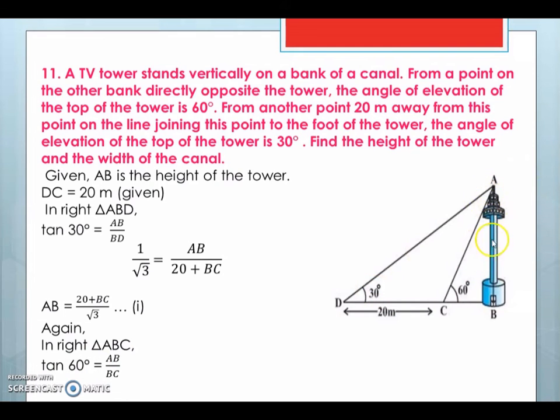The two right angle triangles are ABC and ABD. And the ratio which you will apply is tan, because you need to find the base. Okay, and the height of the tower. So height and base has to be found. That means the appropriate ratio will be tan. So using in both the triangles, in triangle ABD, tan 30 is equal to AB upon BD. That is 1 by root 3. That's the value of tan 30 is equal to AB by 20 plus BC.